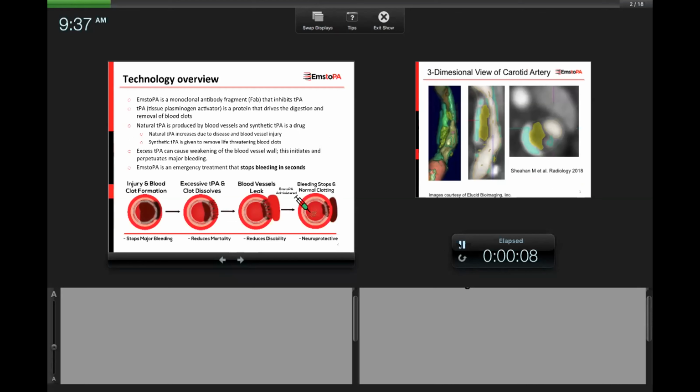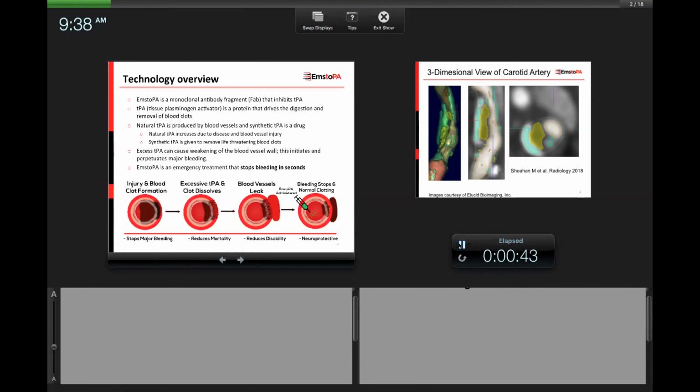EmstoPA is a monoclonal antibody fragment that we're developing that will inhibit tissue plasminogen activator, a protein in the blood that drives the digestion and removal of blood clots. TPA is a natural product that's produced by the endothelial cells of the blood vessel, and it's also been produced as a synthetic TPA used as a drug to treat life-threatening blood clots.